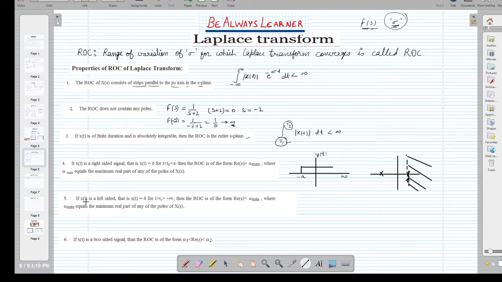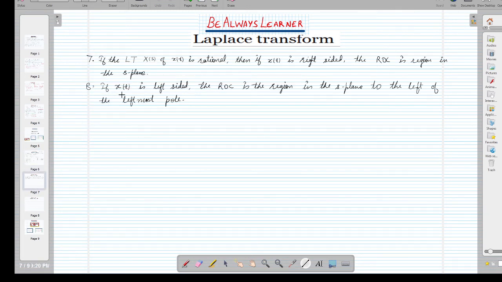Another is if x(t) is left-sided, that is, x(t) is 0 for t lying between t and minus infinity, then the ROC is of the form real part of s less than alpha minimum, where alpha minimum equals the minimum real part of any of the poles of the x-axis. To understand it again, we have elaborated already that if x(t) is a left-sided sequence, the ROC is the region in the s-plane to the left of the leftmost pole.